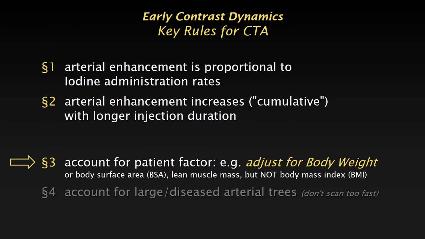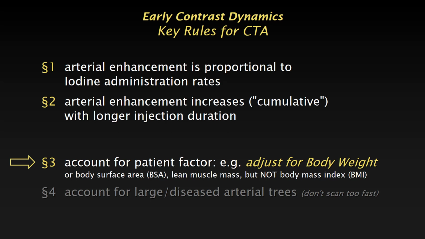So the basic rule means that the least thing we should do for patients when we give them contrast is we should adjust the contrast dose for body weight. This will not eliminate all the variability, but at least will reduce it.